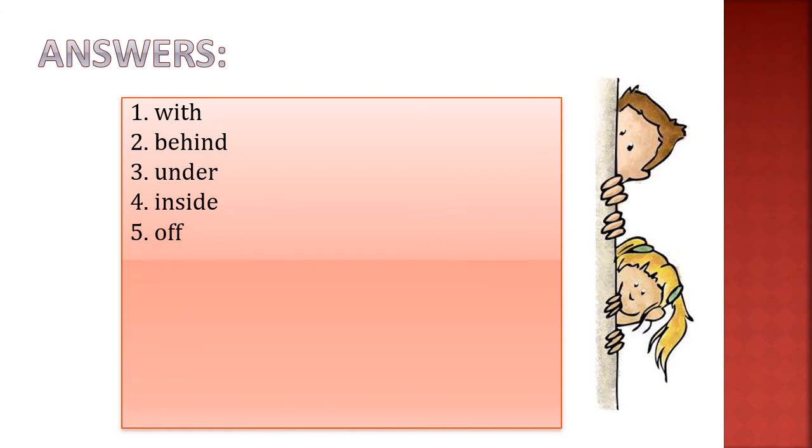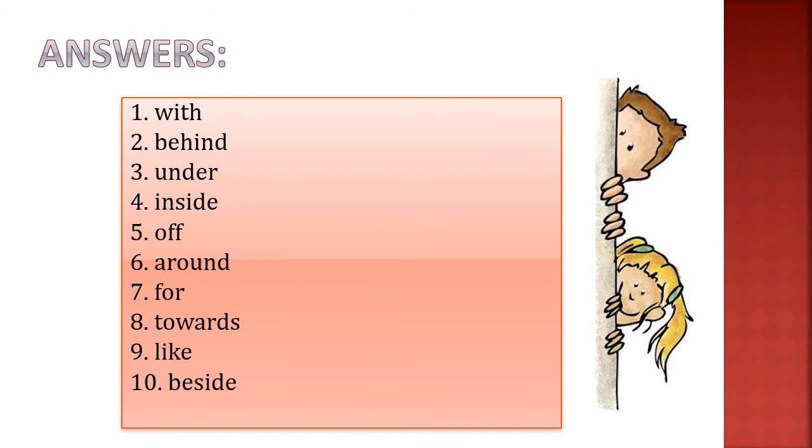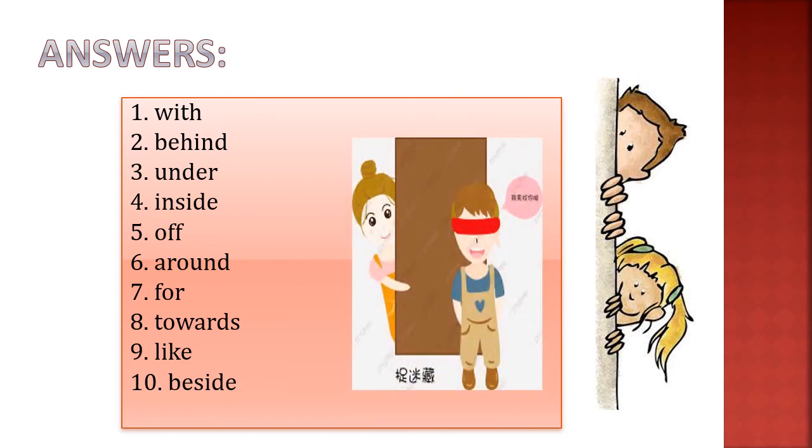Blank number 5, off. Blank number 6, around. Blank number 7, for. Blank number 8, towards. Blank number 9, like. And the last blank, beside. So these are the answers which you have to write in the blanks. Make sure that you have written the correct answer in the given blank.